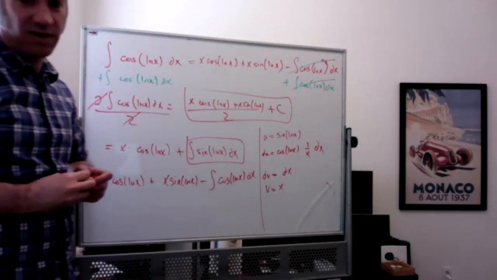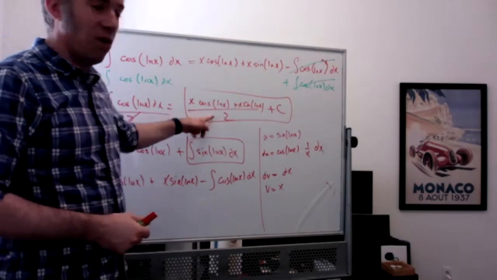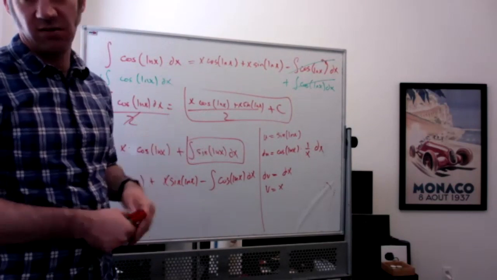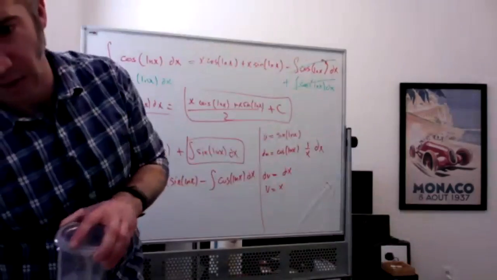So the integral of cosine of natural log of x is 1/2 x cosine of natural log of x plus x sine natural log of x plus c. Kind of weird. I'd never seen that question before, or at least if I had, it's been a long time, I don't remember.